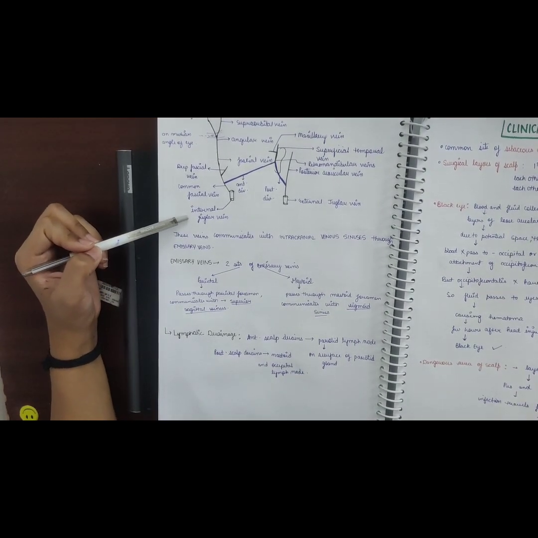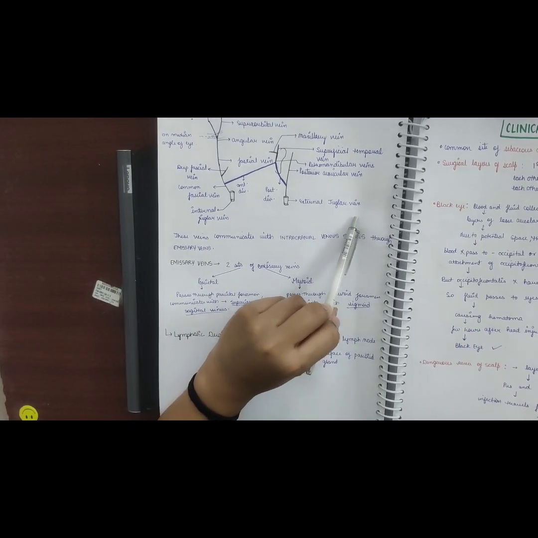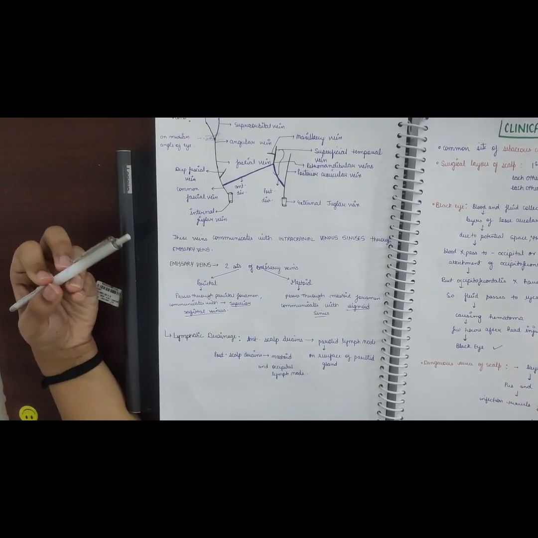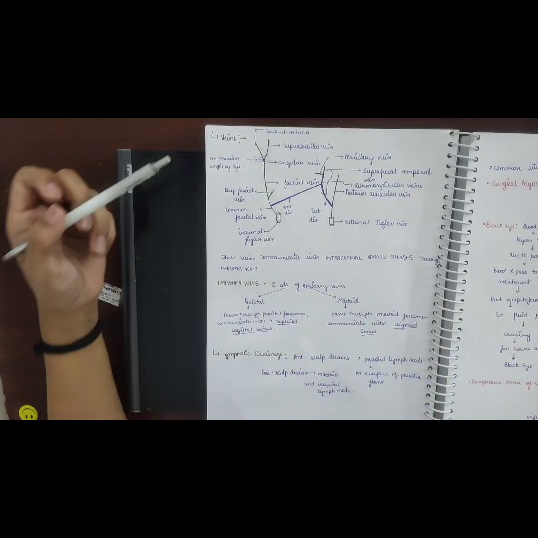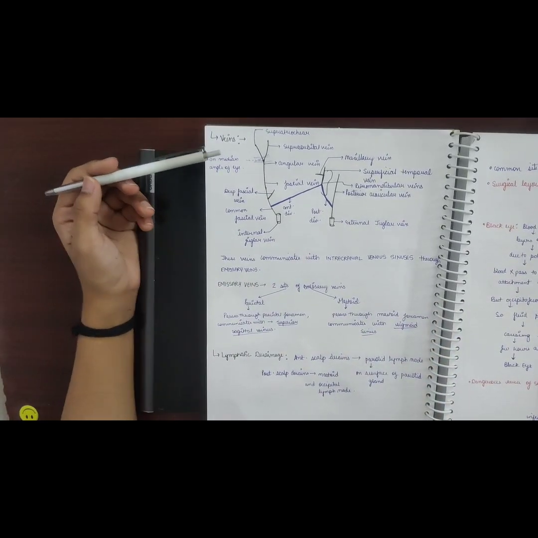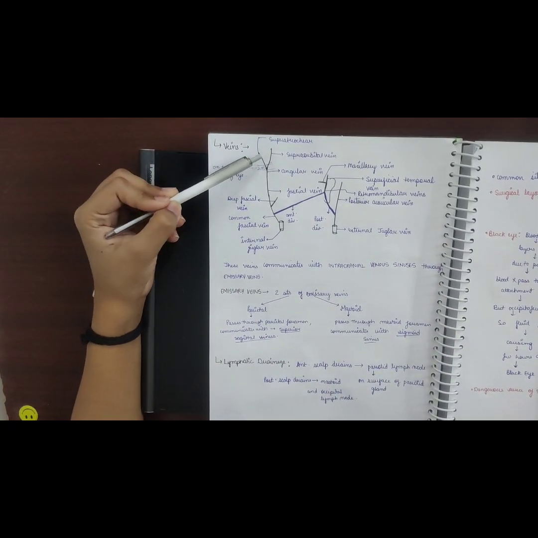First is the internal jugular vein, and second is the external jugular vein. So here we have to remember it. There is no other option. Just along with me, try to remember or memorize the whole pathway. Right? So there are 2 veins.